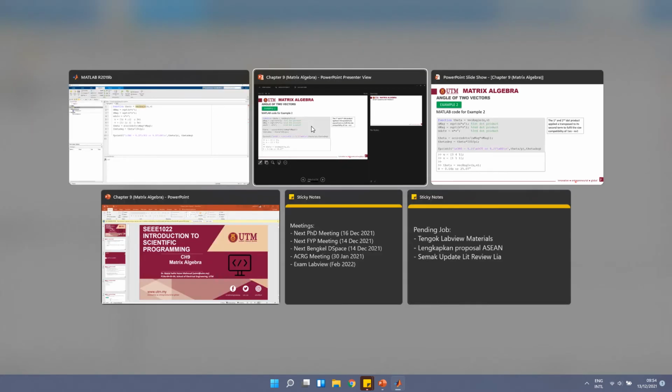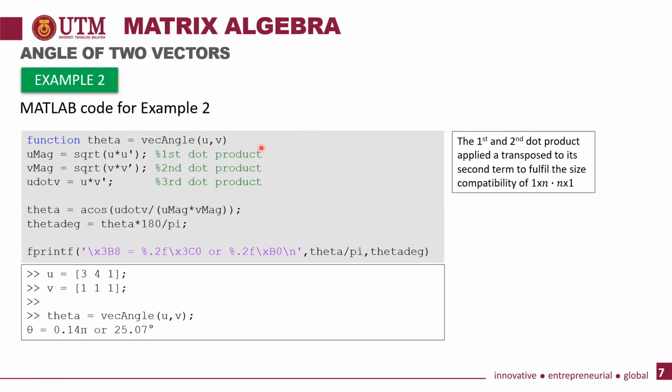So we go back to our slide. If you input these functions and then give the input here, u equals 3 4 1, v equals 1 1 1, and you put theta equals a call to the function vec angle with u and v, then you will get the answer theta equals 0.14 pi or 25.07 degrees. The first and second dot product apply a transpose to the second term to fulfill size compatibility.